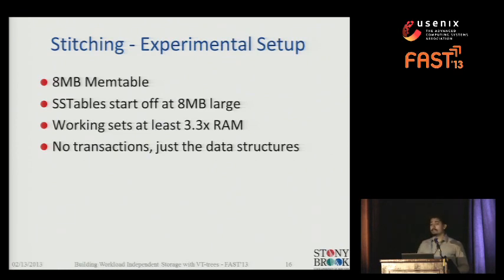So the first benchmark we did is to evaluate the effectiveness of our stitching. In order to do that, we didn't use the KVDB layer or the KFS layer, just VTTree. We created a small mem table so that we can have many more minor compactions to show how stitching works. So we created an 8 MB mem table, a small one, and so the first level SS table would start off with 8 MB.